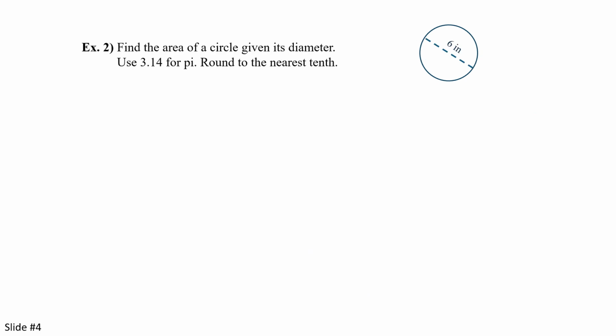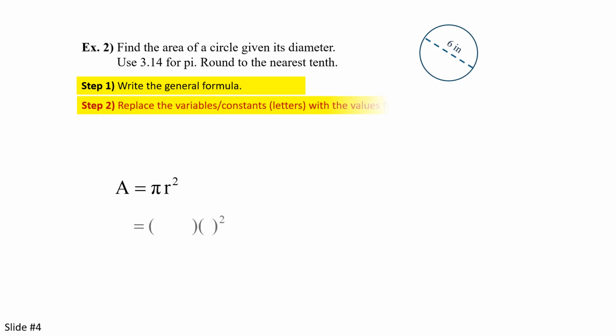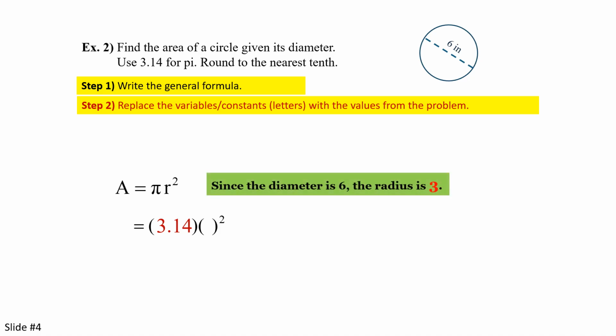Example 2. Find the area of a circle given its diameter. Use 3.14 for pi. Round to the nearest tenth. You can see we have a circle. The diameter is shown as 6 inches. Step 1. Write the general formula. Area equals pi r squared. Step 2. Replace the variables and constants with the values from the problem. Pi we're told to use is 3.14. We weren't given the radius, but because we were given the diameter, which is 6, we know the relationship between the radius and the diameter, so the radius is 3.